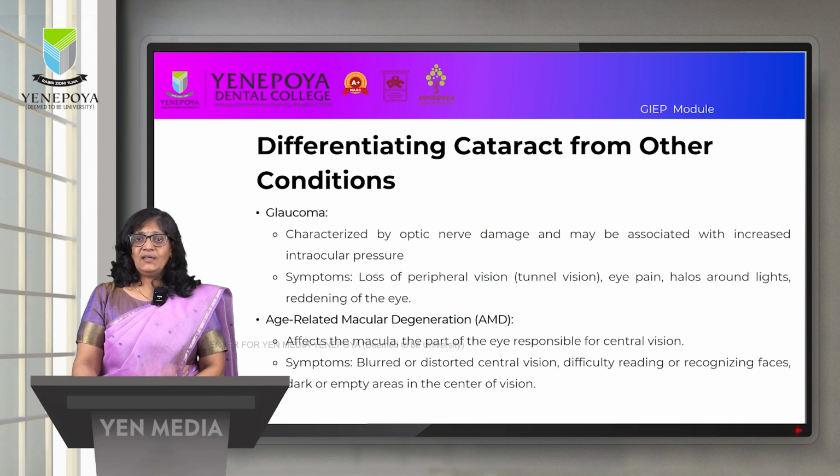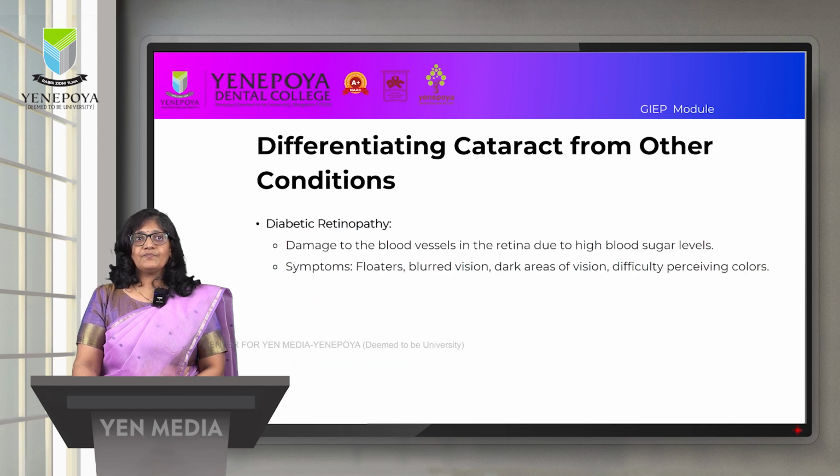It affects the macula. This is the part of the eye which is responsible for the central vision. The symptoms here may be blurred or distorted central vision. A patient may complain of difficulty in reading or recognizing faces. They may also complain of empty or dark areas in the center of their visual field, that is known as scotomas.